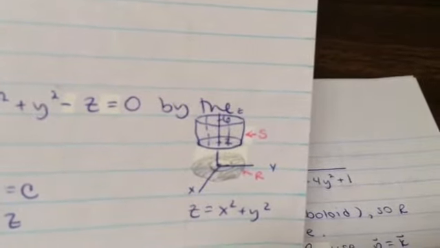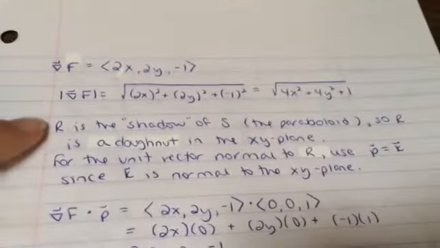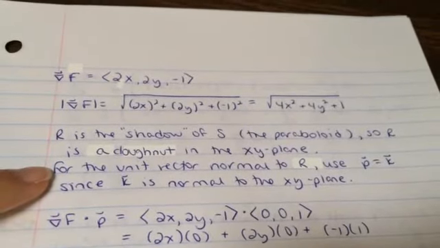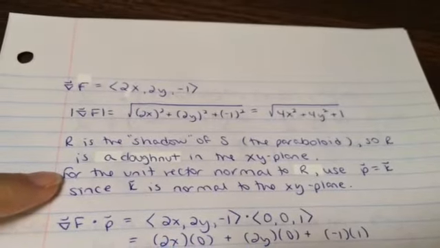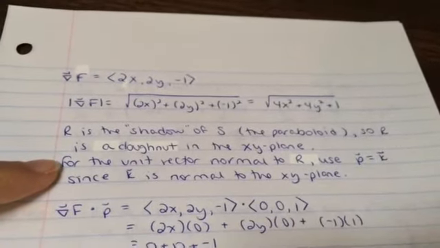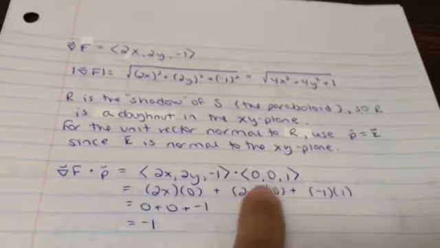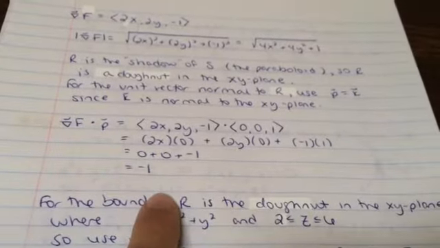And so the shadow is 2-dimensional, and it's in the xy plane. So the vector k would be normal to the xy plane, and it's also a unit vector, so that's going to be my p. So I'm going to use k for my p, so k in component form is 0, 0, 1. And then here was my gradient vector, so the dot product between those two gives me -1.